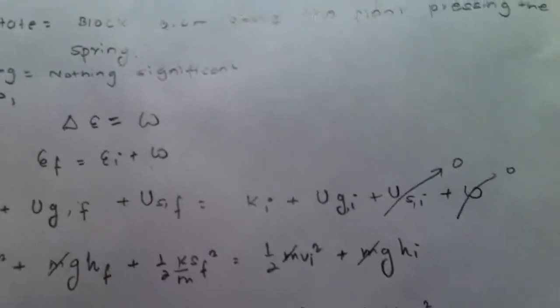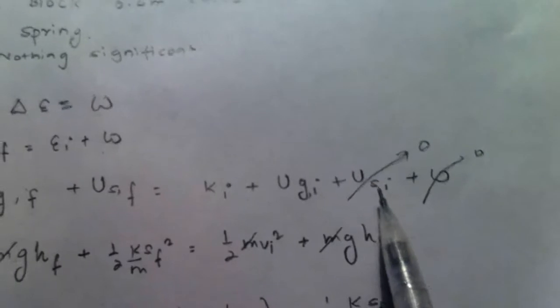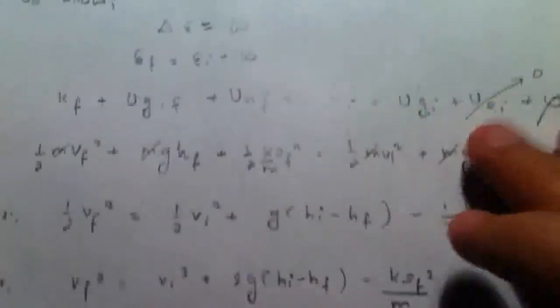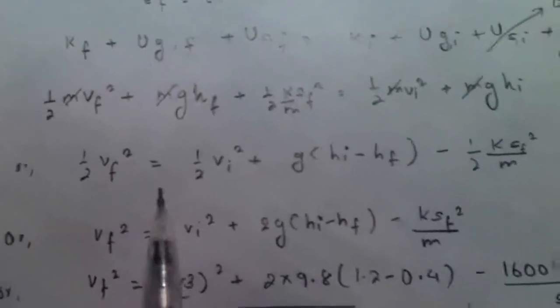Now, I have set these two values equal to 0. Why? Because the initial spring potential energy is 0, because initially there is no displacement of the spring. Also, the work done is 0 because there is no significant external force acting. Now, having said that, we divide by m and rewrite our equation like this.